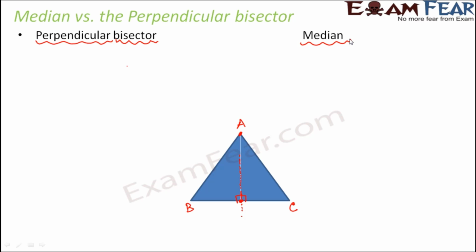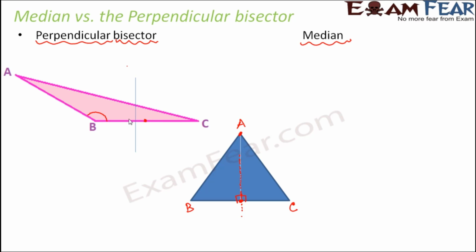Now let me give you an example of a triangle like this. So what kind of triangle is this? This is an obtuse-angled triangle, right? Because we have an obtuse angle here. Now for this triangle, if I ask you to draw the perpendicular bisector for side BC, how would it be? It has to be a line which bisects BC, right? And it should also be perpendicular to BC.